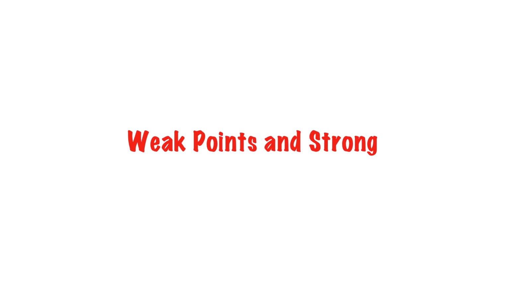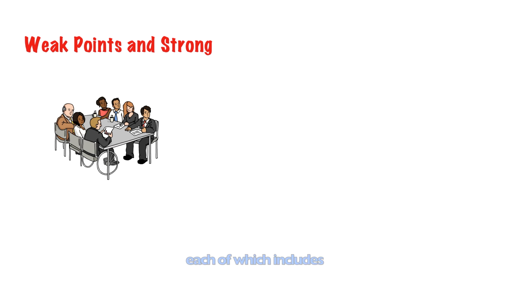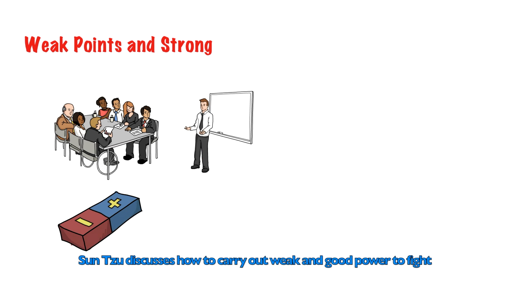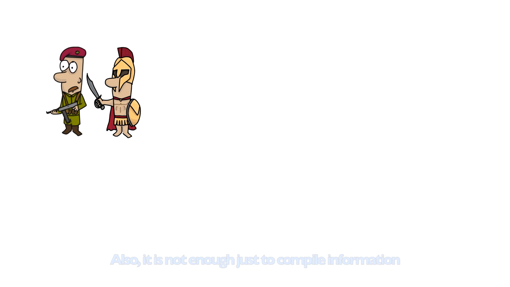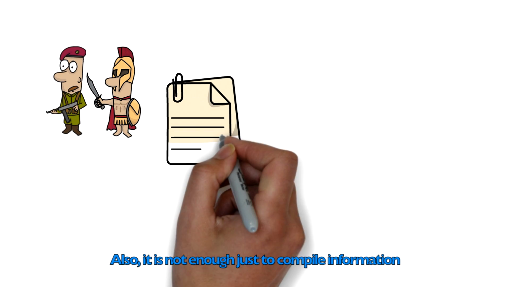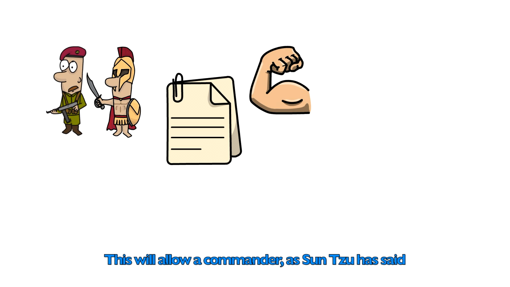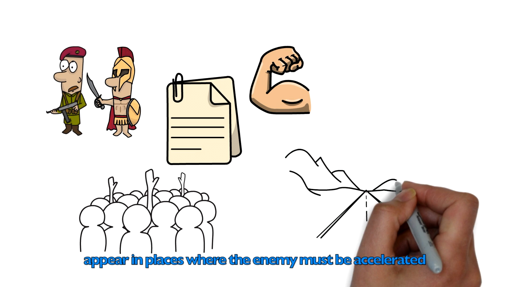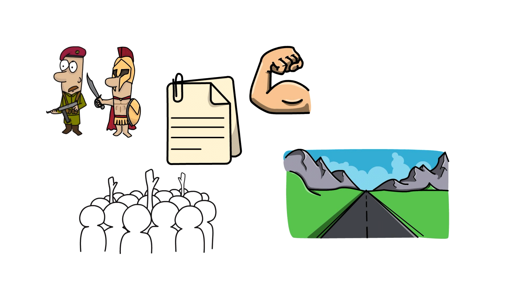Weak point and strong. This chapter proposes many models of discussion and reasoning, each of which includes points of opposing factors. Sun Tzu discussed how to carry out weak and strong power to fight. The Commander General must know about himself and he must know his enemy. Also, it is not enough to just compile information. It must also be powerful. This will allow the Commander, as Sun Tzu has said, agreed to by his troops, to appear in places where the enemy must be accelerated, and move quickly to places he does not expect you from.